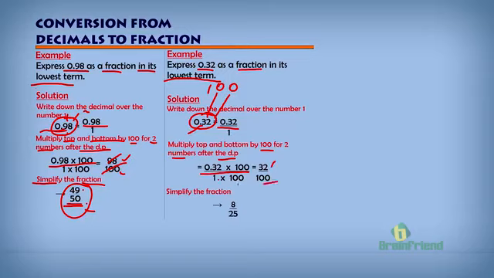32 over 100 is a fraction, but it can be further simplified. If we simplify that further, we'll have the fraction 8 over 25, which cannot be further simplified. Hence, this is the lowest possible term of the fraction. So 8 over 25 is another form of writing 0.32, which is a decimal.